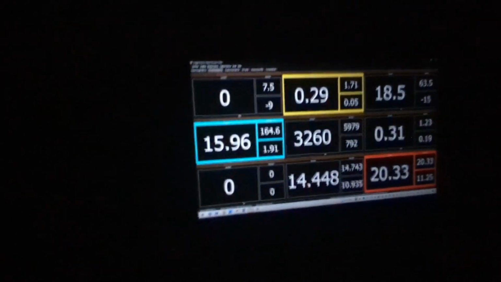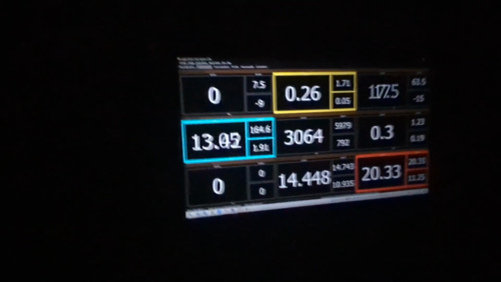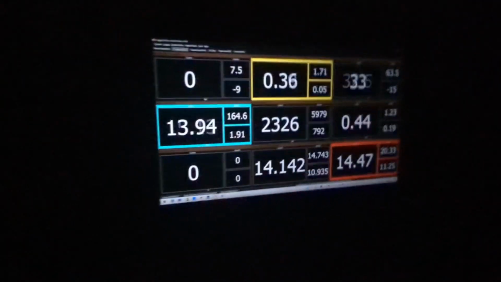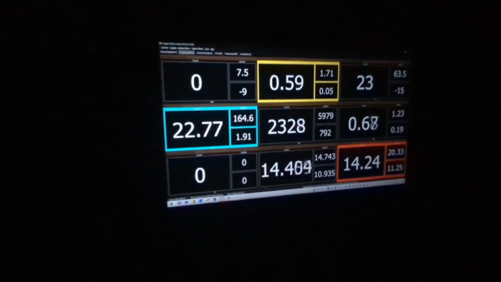It's running pretty well, but I do want to make sure that the exact open loop fueling, that AFR, is safe. So that's going to be one of the next things I focus on.